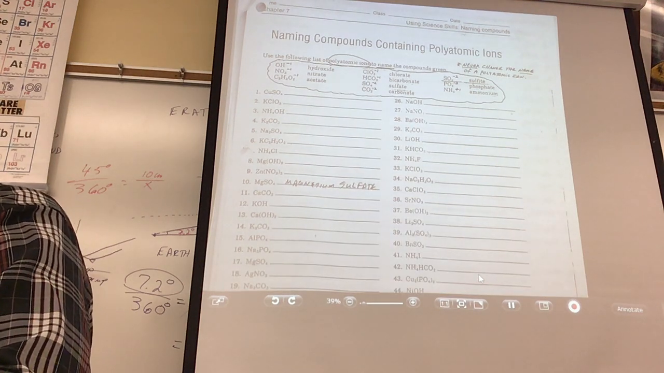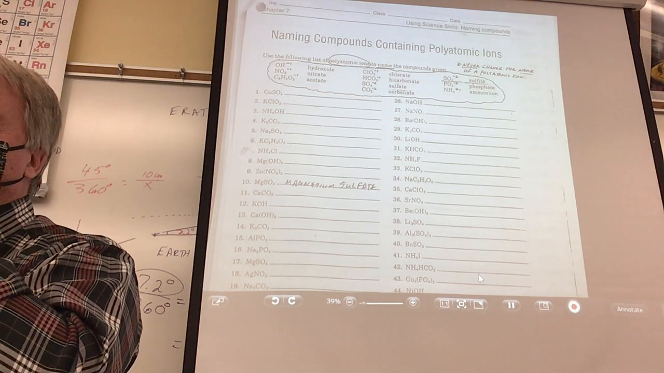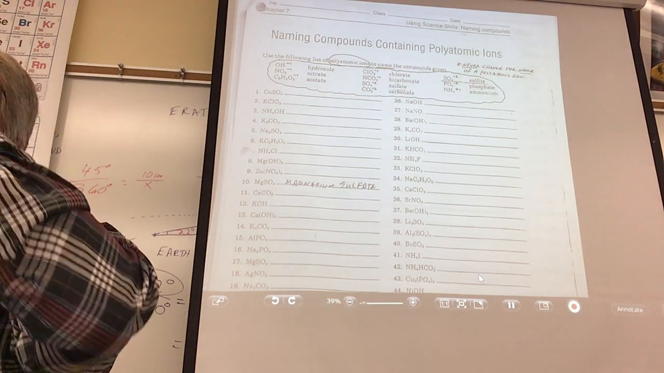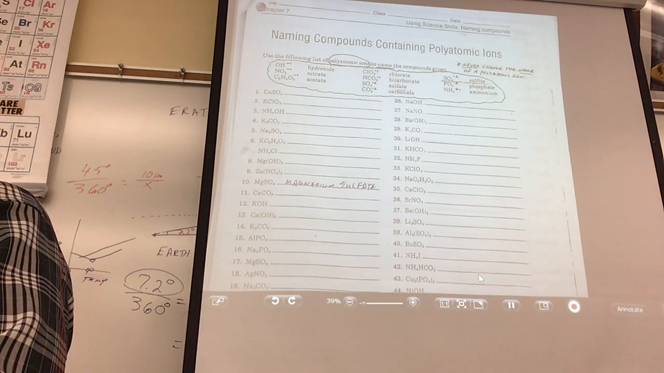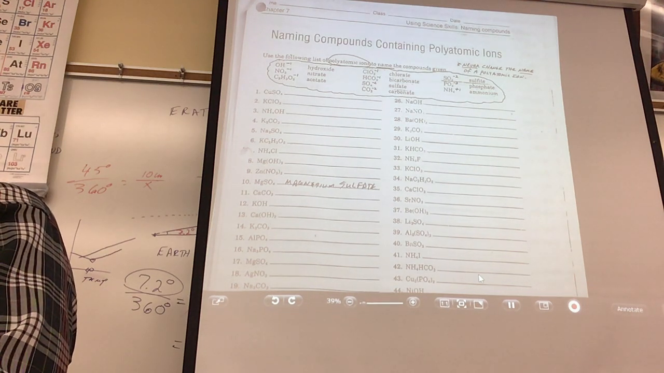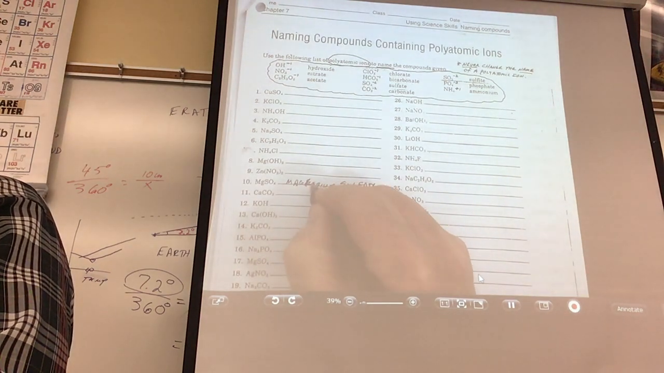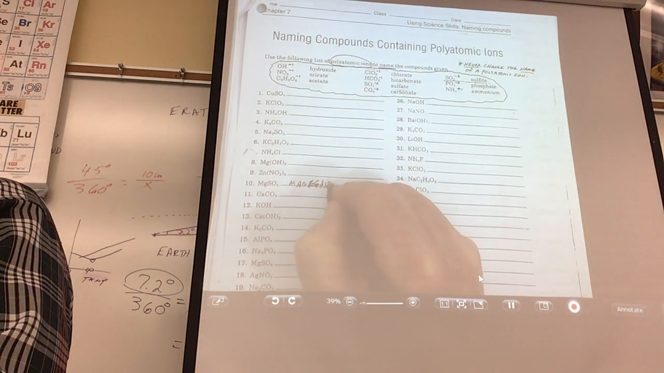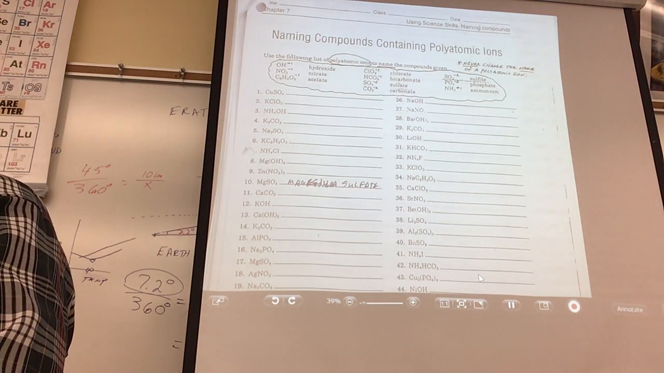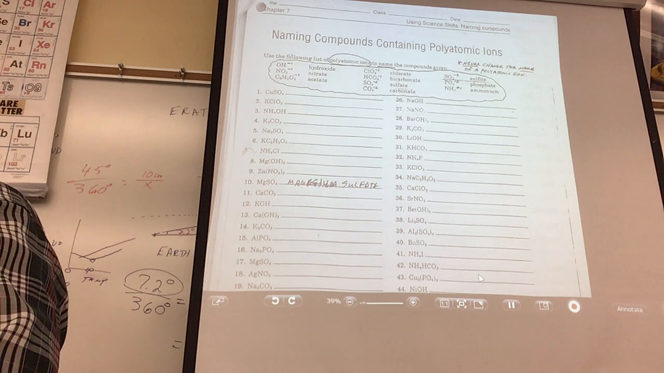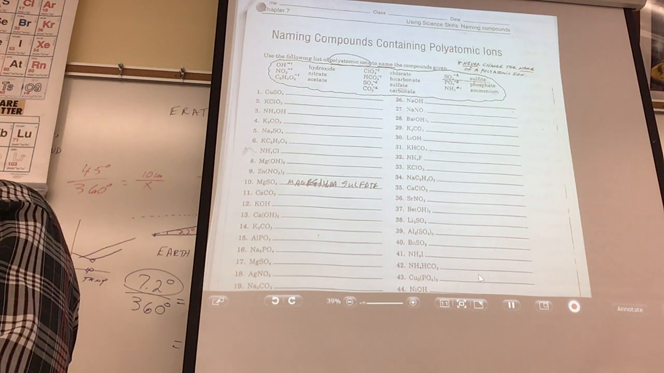Notice we do not look at subscripts except for the non-metal, non-metal. Remember those, the covalent ones? All right, ready? Manganese. What? Did I say manganese? Yeah. Oh, magnesium. That's bad. Okay, magnesium sulfate. That's what's in Epsom salt. Epsom salt. All right, let's do another one.